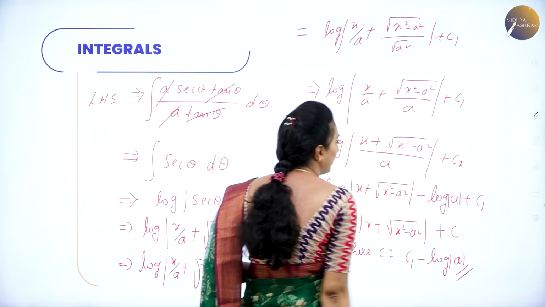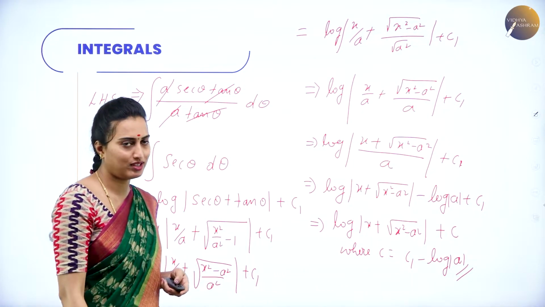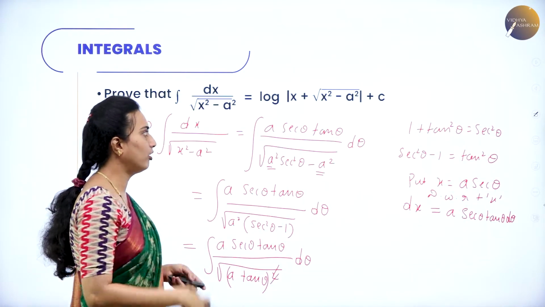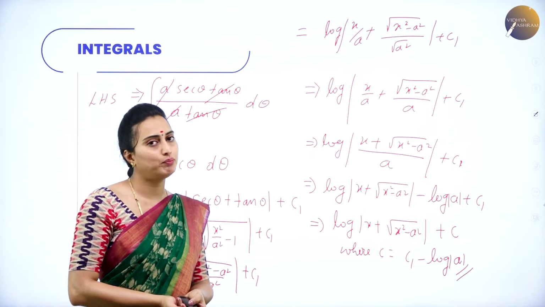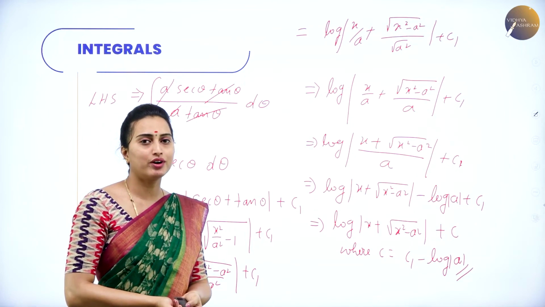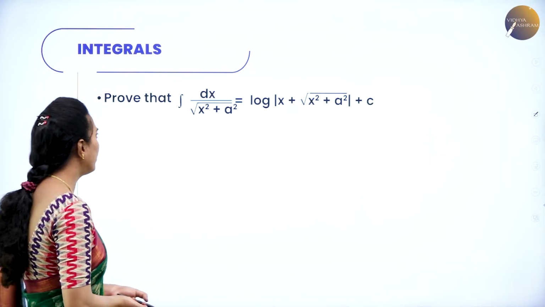Okay, because mod a you are having. That's it, dear students, and that is a proof: we are having log of modulus of x plus under the root x squared minus a squared plus c. I hope you got these steps. Now we'll be moving on to the next problem.